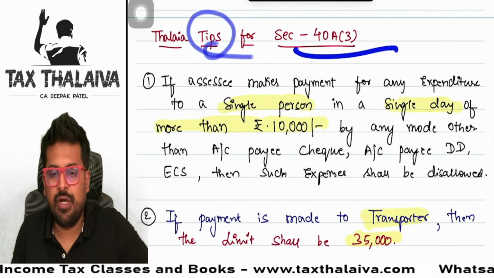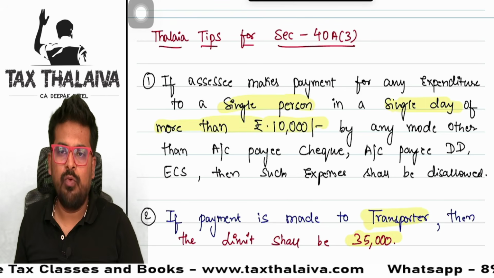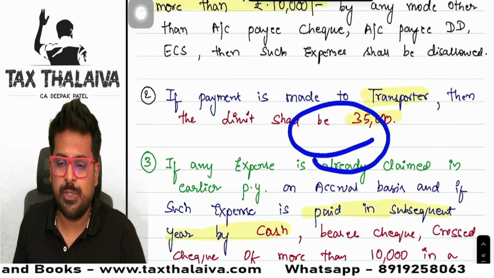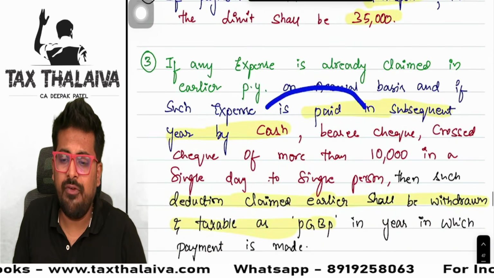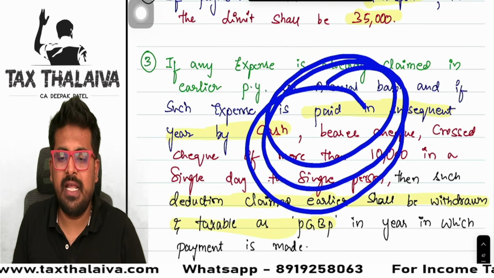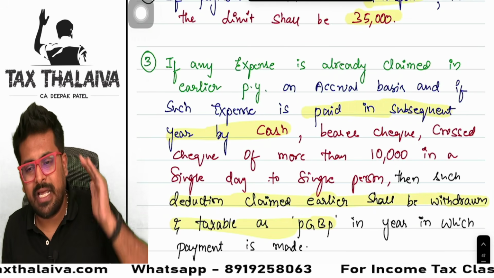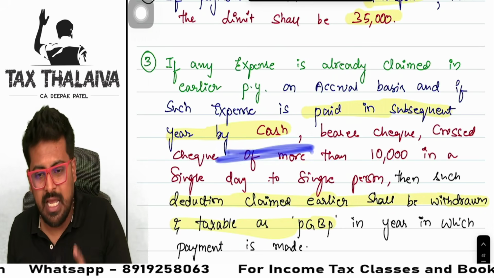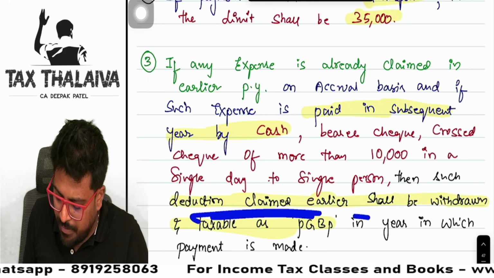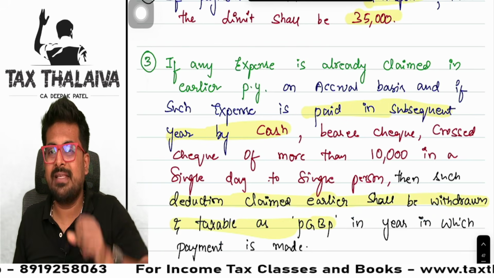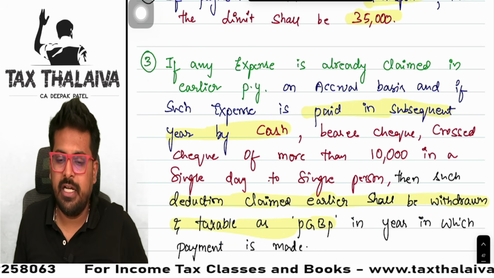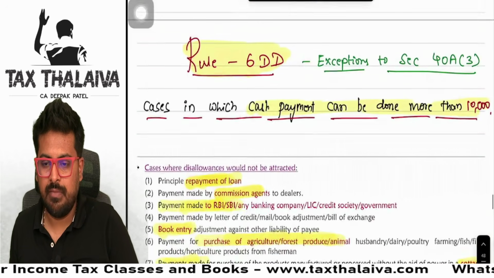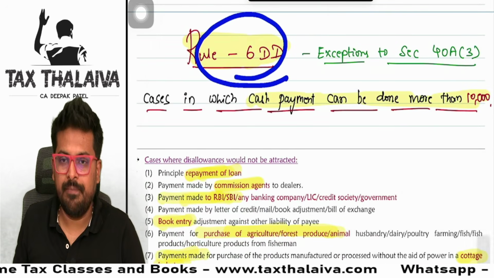Thalaiva tips for section 40A(3). Same, whatever I told you here: in a single day, single person, more than 10,000; transporter 35,000. And if you claimed the expenditure earlier on credit basis and in a subsequent year you paid in cash, in that case whatever deduction you claimed earlier shall be withdrawn, means disallowed, and it will be taxable in the year in which payment is made. Got it? Next, rule 6DD.